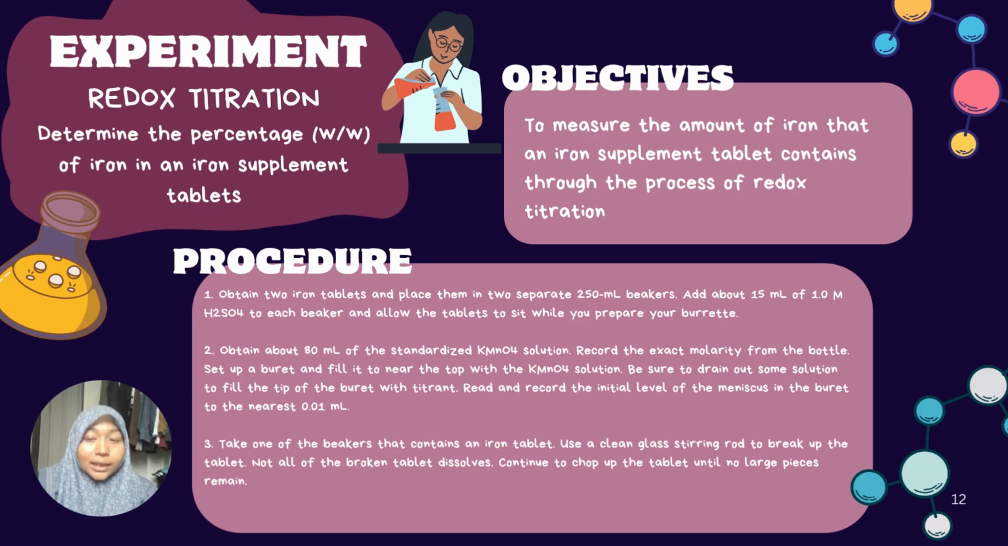Step 3. Take one of the beakers that contains an iron tablet. Use a glass stirring rod to break up the tablet. Not all of the broken tablet will dissolve. Continue to chop up the tablet until no large pieces remain.